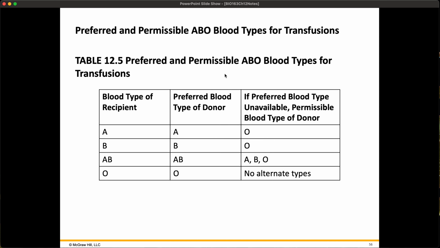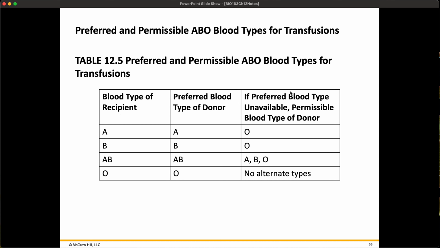Here is preferred and permissible types for blood transfusions. So blood type of the recipient. And when you're looking at transfusion, always make sure you're being clear about the recipient and the donor. Because the recipient is what's going to have the antibodies in its plasma. The blood type of the donor, you're only really donating red blood cells, so it doesn't matter what type of antibodies the blood donor has. It's all about the antibodies the blood recipient has.